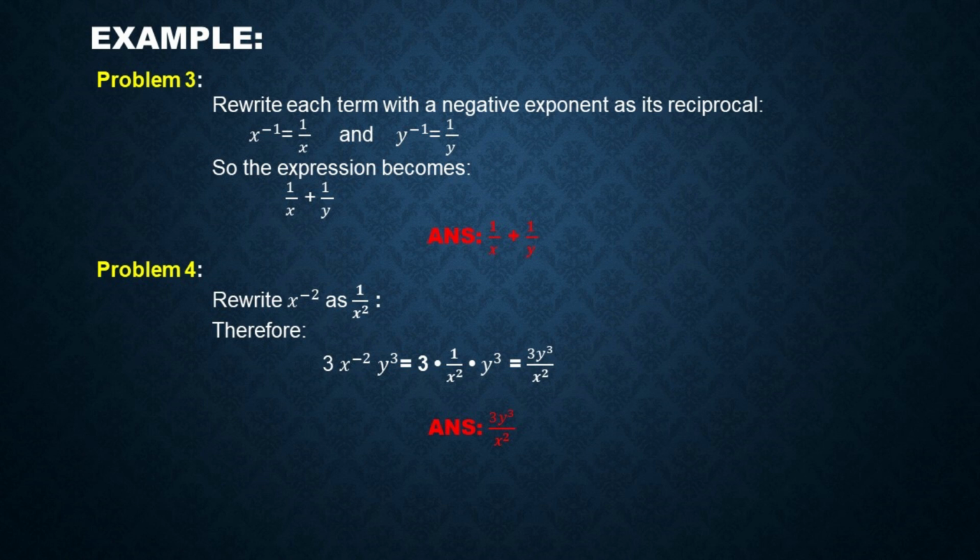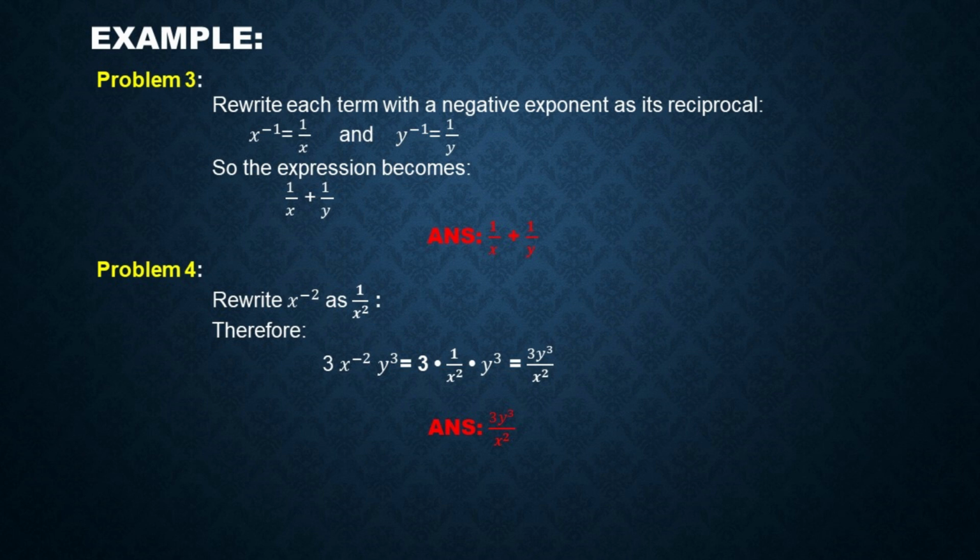In problem number 3, rewrite each term with a negative exponent as its reciprocal. x raised to negative 1 is equal to 1 over x, while y raised to negative 1 is equal to 1 over y. So, the expression becomes 1 over x plus 1 over y.